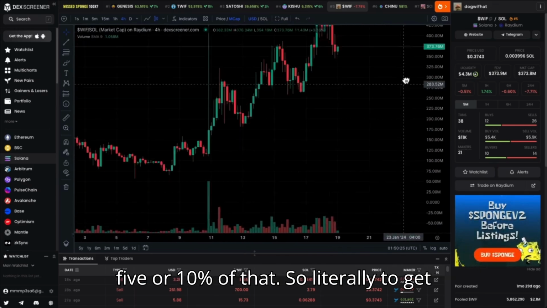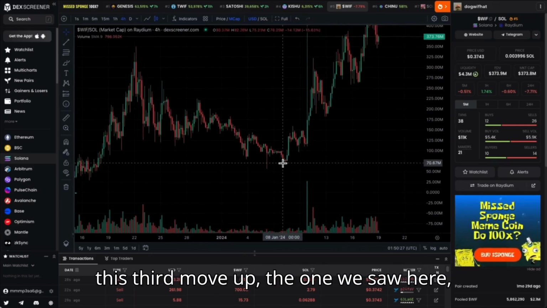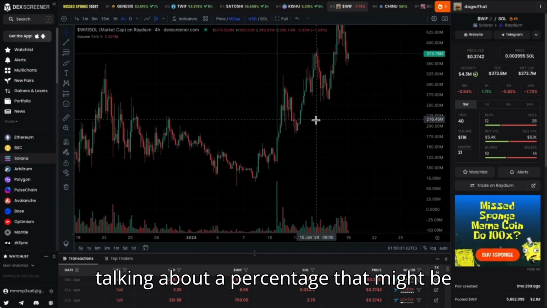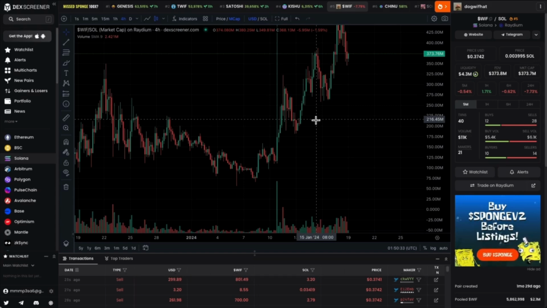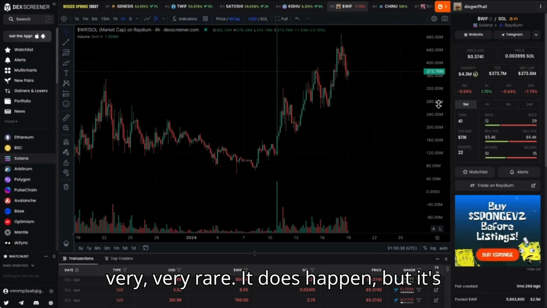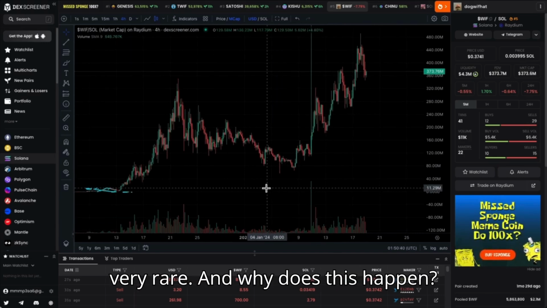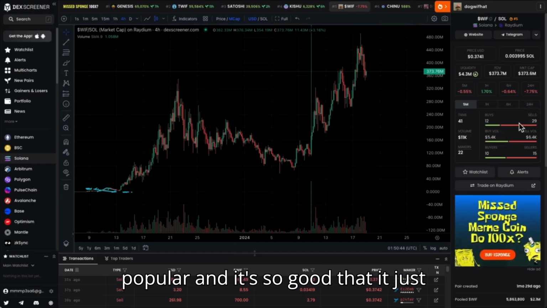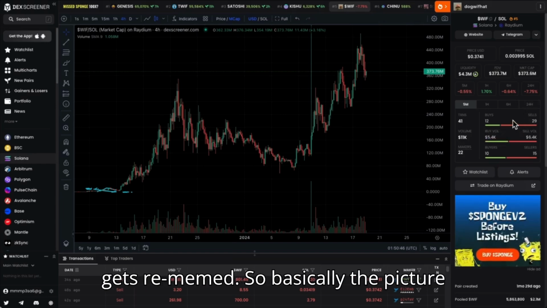So literally, to get this third move up, the one we saw here, go all the way up, we're basically talking about a percentage that might be 0.01 or even 0.001%. It's very, very rare. It does happen, but it's very rare. And why does this happen? It's because one meme just gets so popular and it's so good that it just gets re-memed.